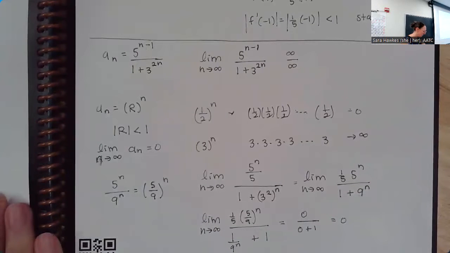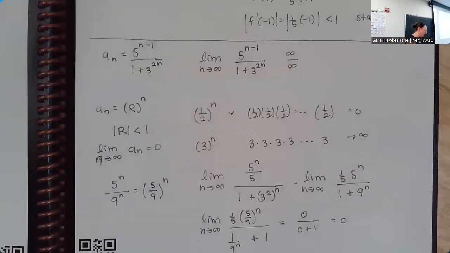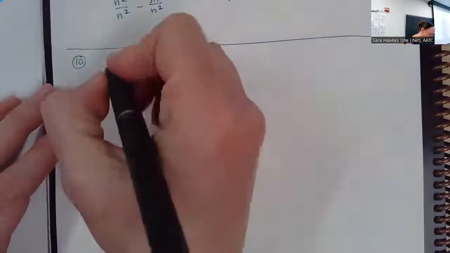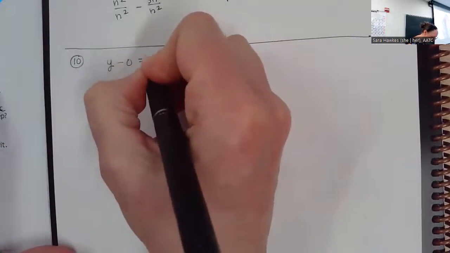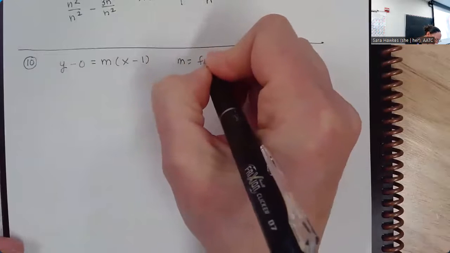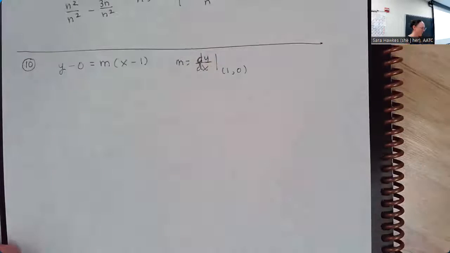So number 10, we're finding the equation of the line tangent to this graph. We've been given a point. So anytime I'm looking for a tangent line at a point, I'm definitely going to get my partial credit first. So I am looking at y minus 0 is equal to m times x minus 1. And I'm just going to write m is equal to dy dx at 1 comma 0.